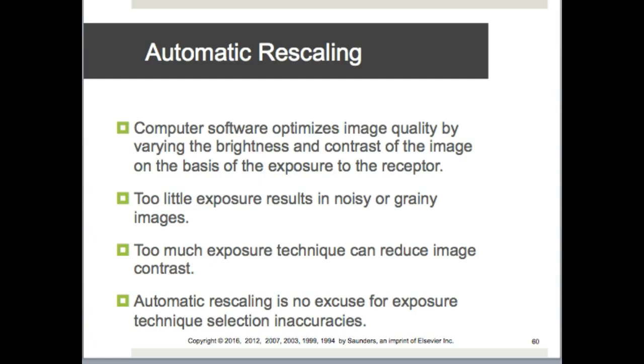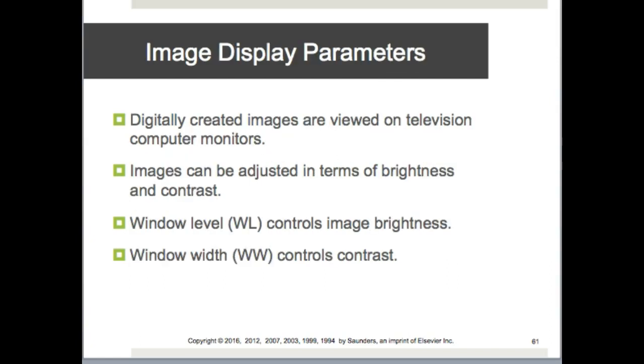So too little exposure results in noisy or grainy images. We call that quantum noise. Too much exposure technique can reduce the image contrast because we have the gray fog on there from all of the scatter. So automatic rescaling is no excuse for exposure technique selection inaccuracies. So make sure that you're using the proper techniques.